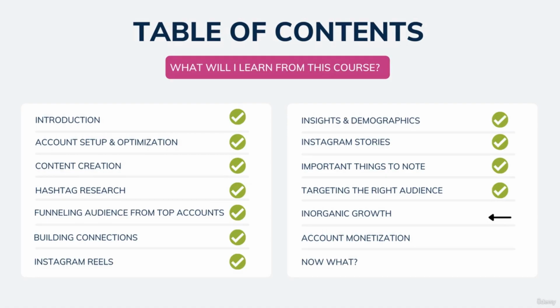Now in this section we'll be taking a look at growing your Instagram page inorganically. By the term inorganic growth, what I simply mean is that you have to pay in order to grow your Instagram page. This usually is done if you can't take the time and effort to grow your Instagram page organically. So if you can't take the time to, say, comment daily under the top accounts, find the top accounts and all those kinds of things, you can use the inorganic growth method.